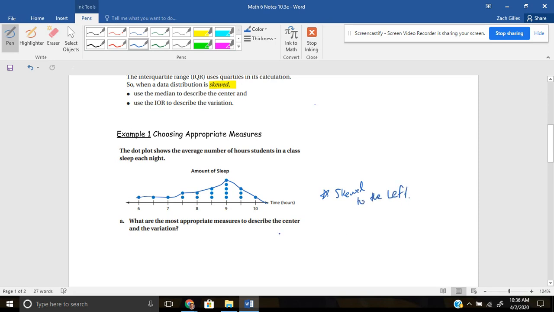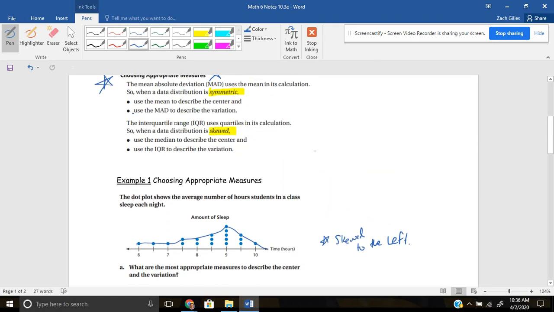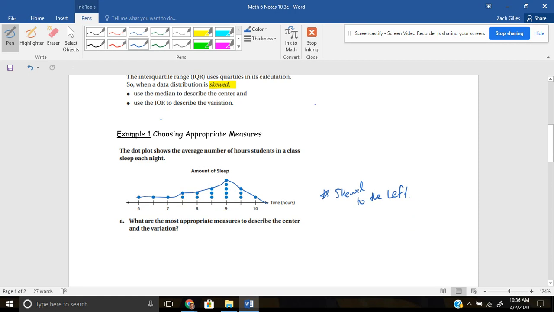And so what would I use then to describe the center and the variation? Well, if it's skewed, I'm going to use the median and the interquartile range. So I'm going to say the median and the interquartile range. I'm going to abbreviate it. Okay. Because again, my data is skewed. And that's all I have to do for the first part.